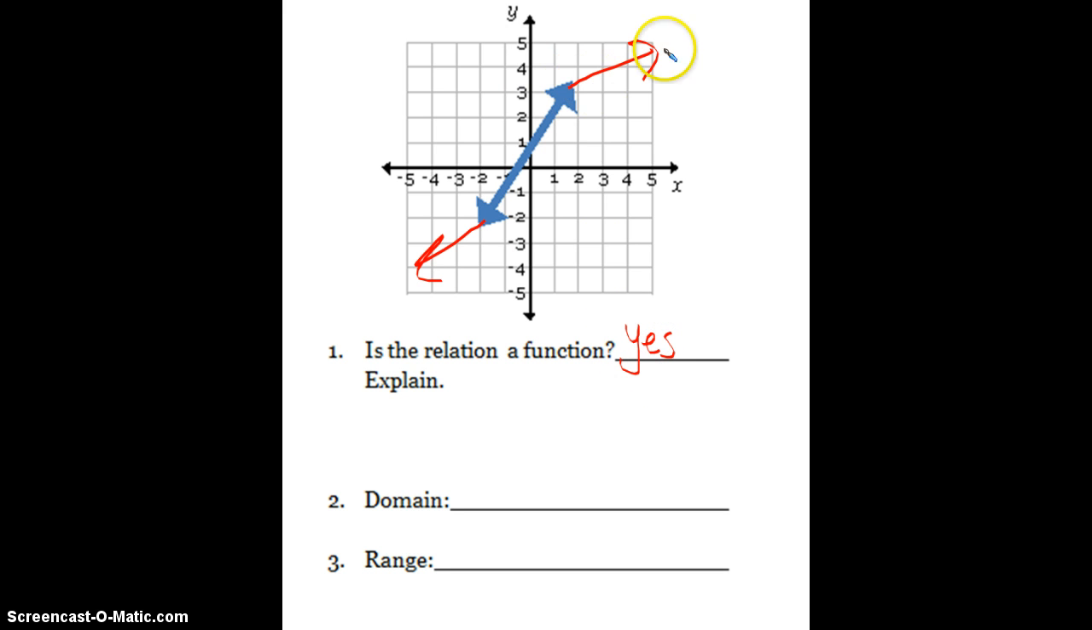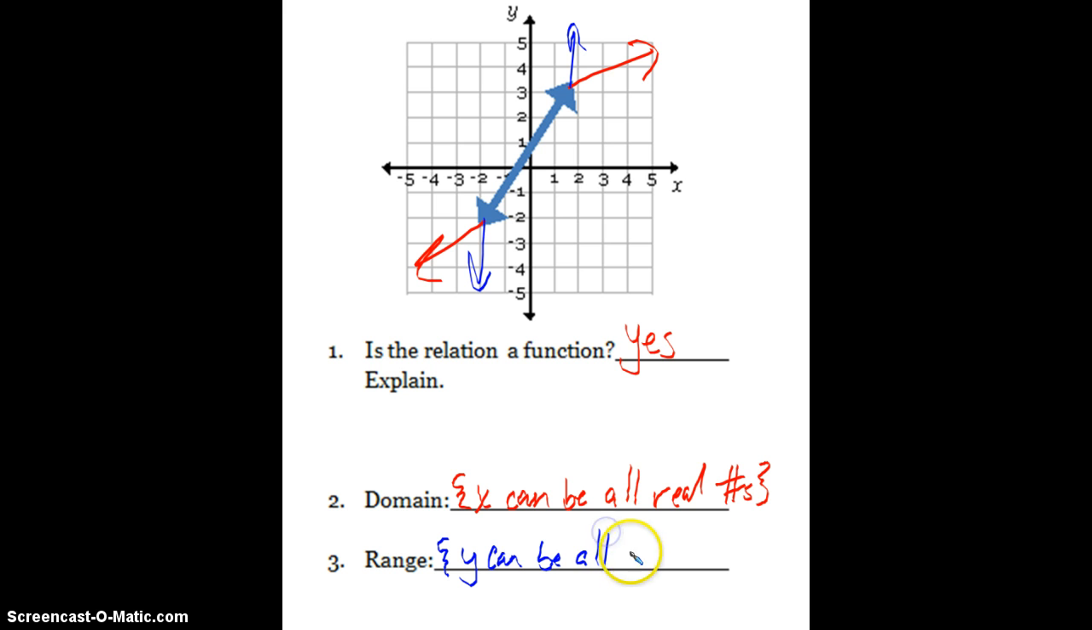Okay, and since this thing keeps going to the right and it keeps going to the left, hopefully you remember x can be all real numbers. That's how we say that in Mathland. That's how we say x can be anything you want, we'll find it, we're good. Okay, now same thing with the y's. Again, this thing keeps going up and down, and the range y can be all real numbers as well.